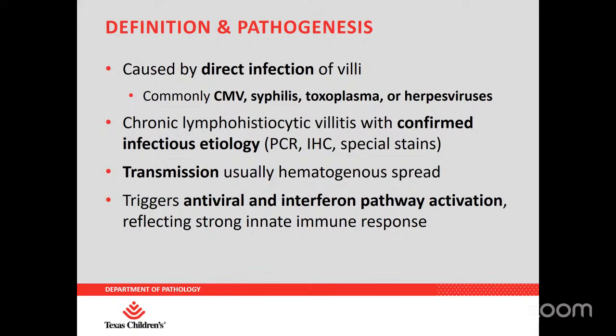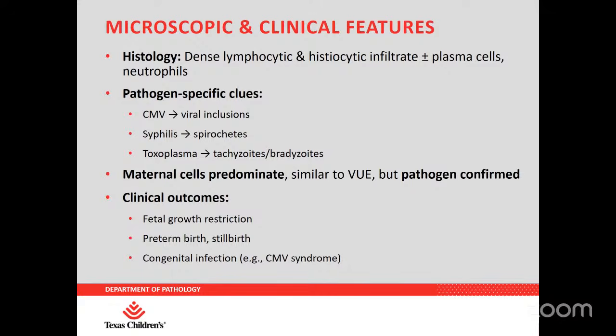These infections typically spread hematogenously, with pathogens crossing from the maternal circulation into the villus trophoblast and stroma, triggering a strong innate immune response driven by interferon and antiviral signalling pathways, something that recent molecular studies have started to help map in greater detail. Histologically, these lesions can resemble the immune-mediated forms, but there are usually some telltale clues pointing to a specific pathogen, and that's where careful examination and confirmatory testing really come into play.